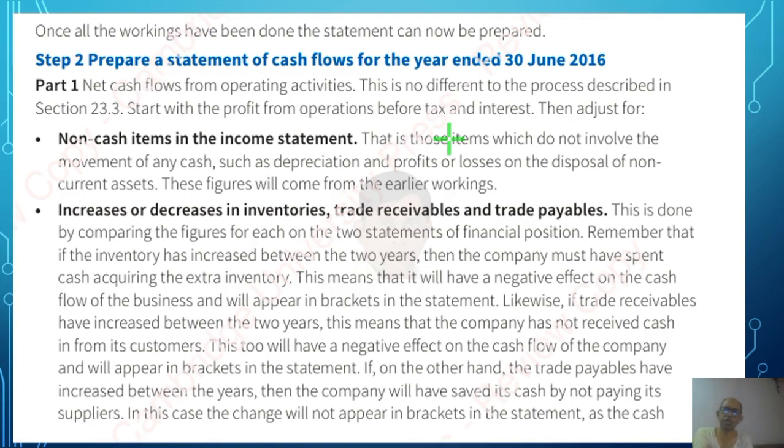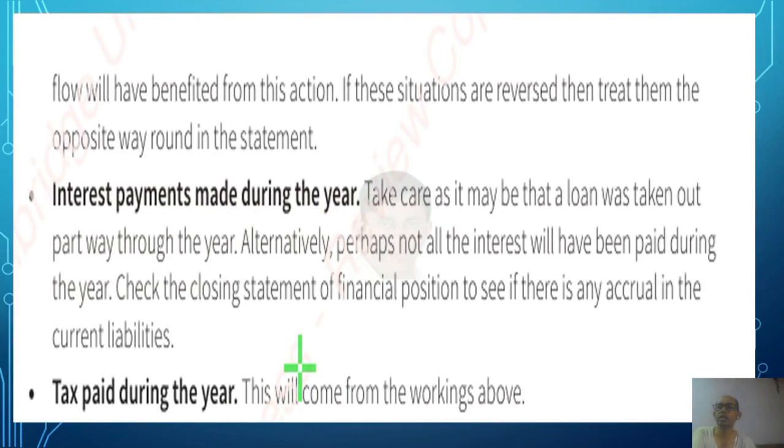If, on the other hand, the trade payables have increased between the years, then the company will have saved its cash by not paying its suppliers. In this case, the change will not appear in brackets in the statement, as the cash flow will have benefited from this action. If these situations are reversed, then treat them the opposite way around in the statement.